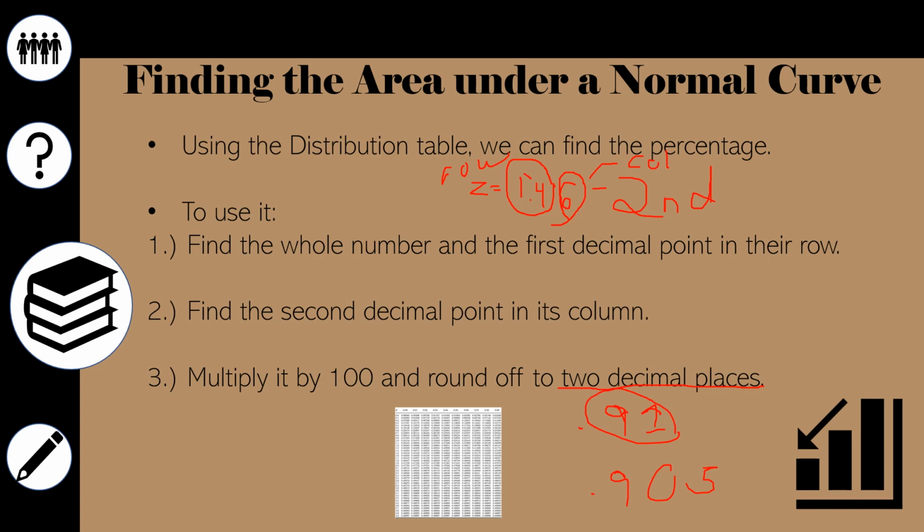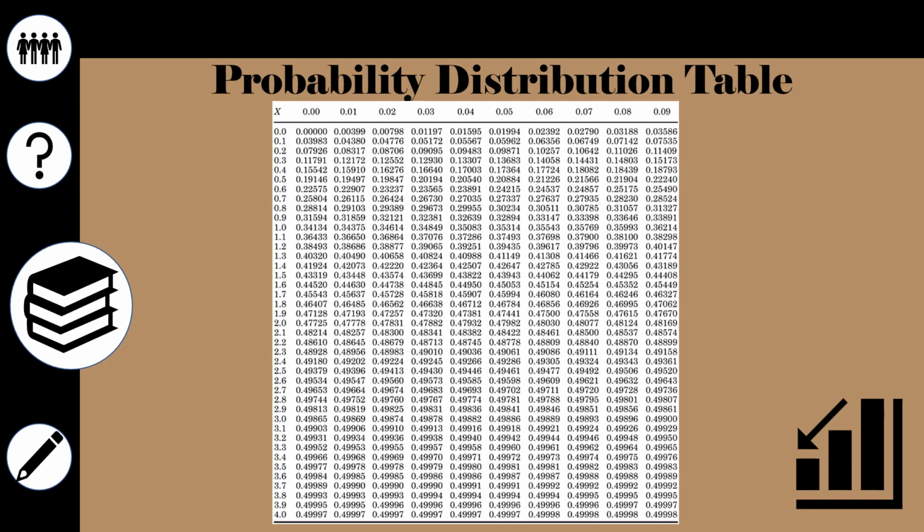Now, here is a sneak peek of our probability distribution table. And if we use our example 1.46 and use the steps, we can find its equivalent in the distribution table. So, first step, use the first 2 digits to find the row, which is 1.4. And we have it here. Next, use the second decimal point, which is here, as the column.